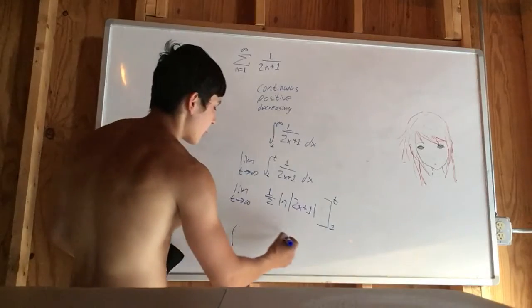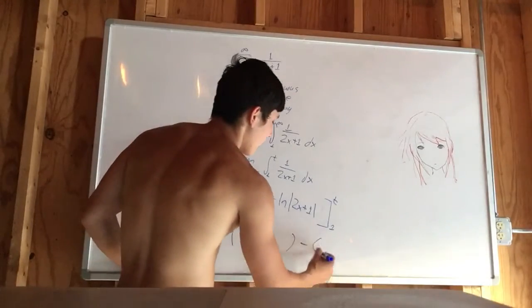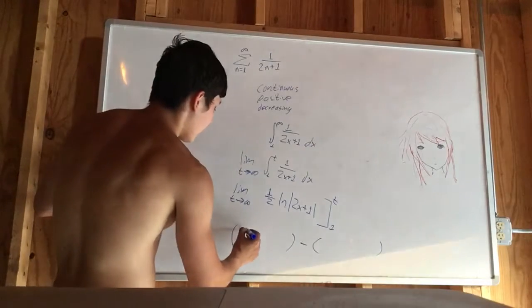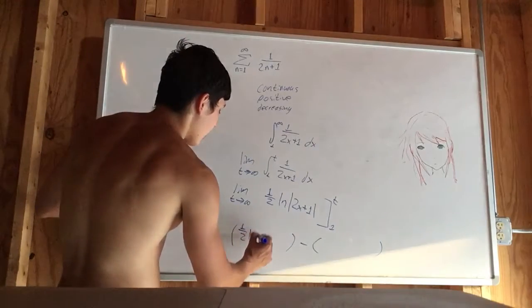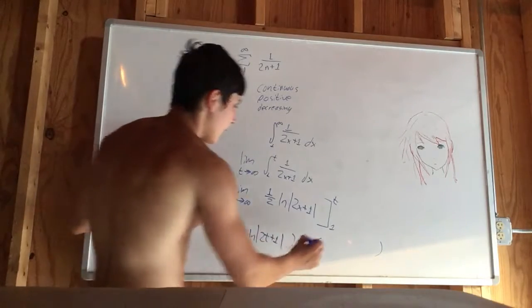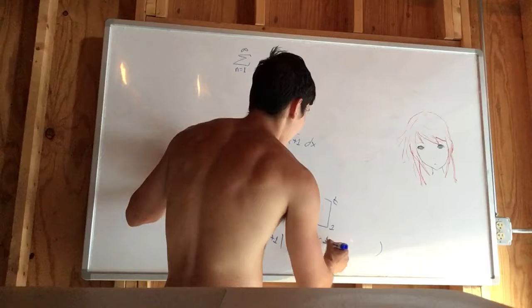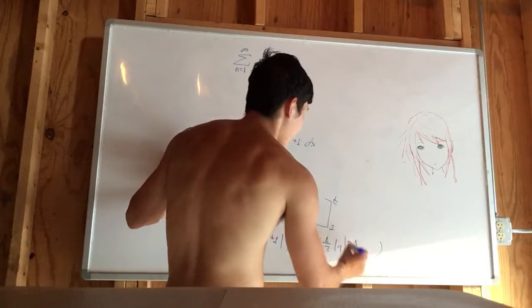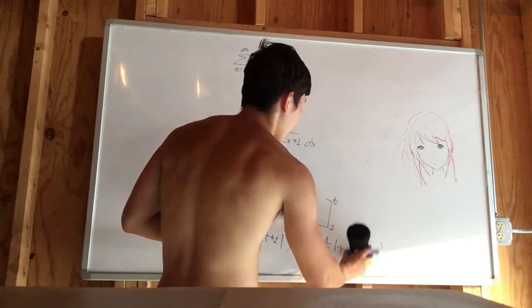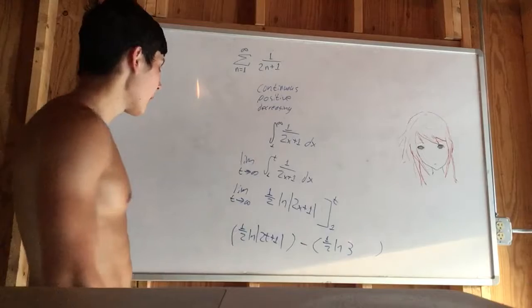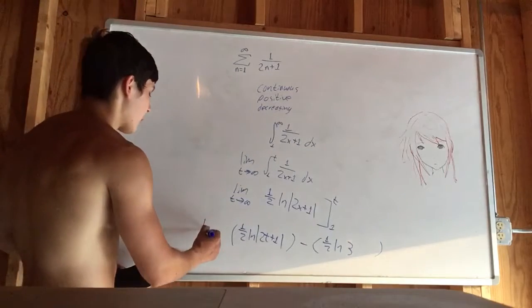So when we have bounds, we subtract the bottom bound from the upper bound. The upper bound would be 1/2 natural log of the absolute value of 2t+1. The bottom bound would be 1/2 natural log of 3. The absolute value goes away because it's just 3, so natural log of 3. And we're taking the limit as t approaches infinity still.